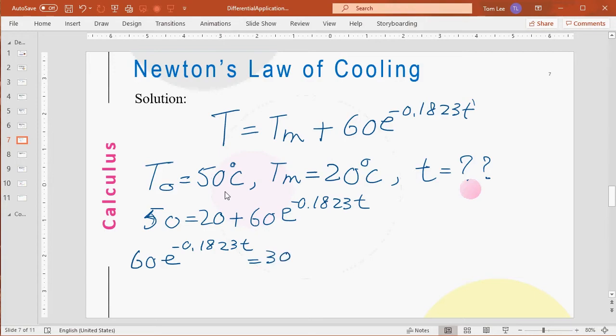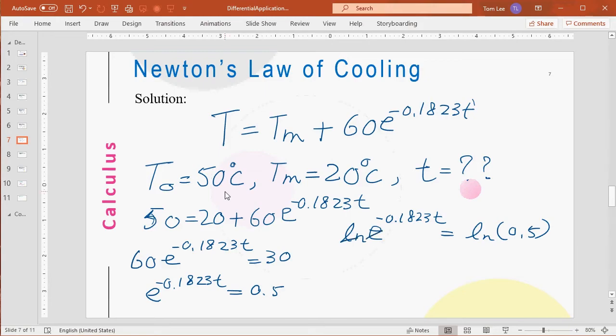Divide by 60 on both sides, we got e to the power of minus 0.1823 t equal to 0.5. And take log on both sides, we got the natural log of e to the power of minus 0.1823 t equal to natural log of 0.5. This cancels out, and we got minus 0.1823 t equal to natural log 0.5. Then we divide by minus 0.1823.